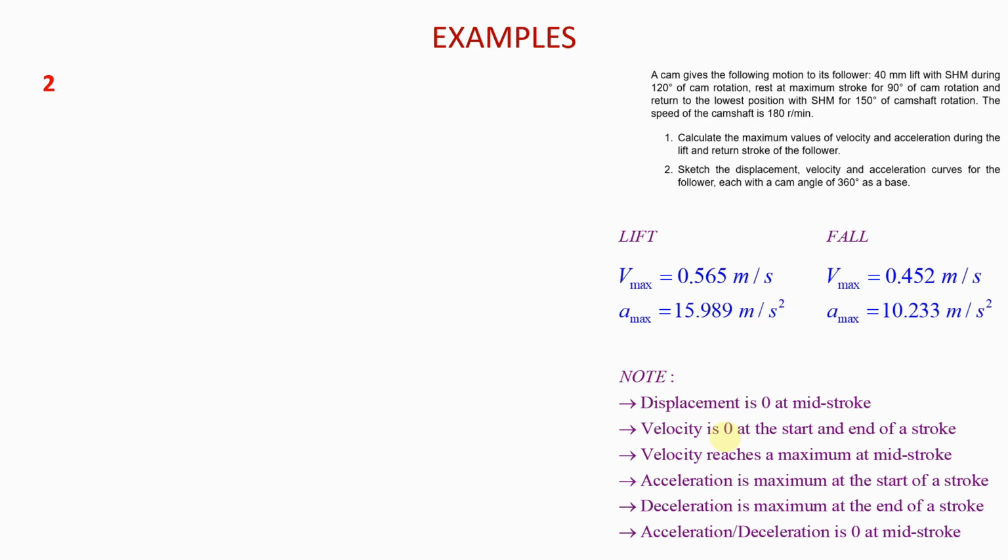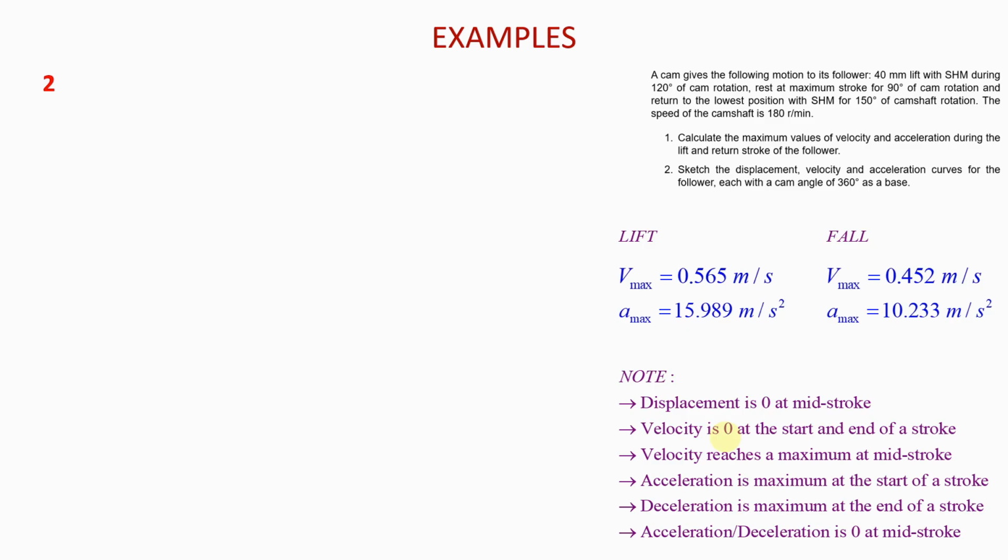However, as I said earlier, the velocity of the follower will be maximum in the middle of the stroke, okay? This is when all that I'm saying here applies to simple harmonic motion, okay? And so the velocity will reach its maximum at the mid-stroke. And what about accelerations? Well, as I said to you earlier, the acceleration is maximum at the start of the stroke, and it is 0 at the mid-stroke, okay?